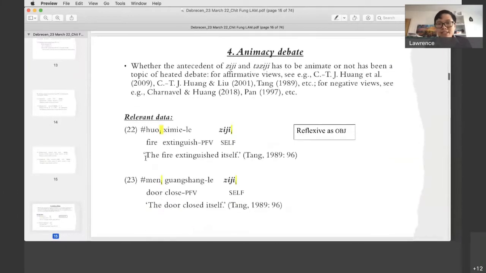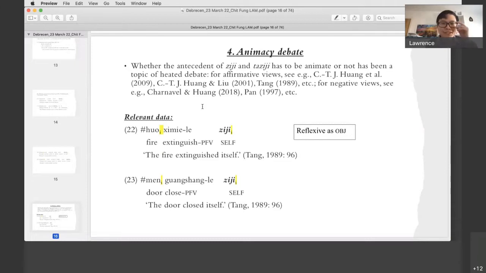Then let's move on to the fourth property, which we call the animacy debate. I call it a debate because it's quite debatable even up to this day. Let's take a look at some data first, and I will try to sort them out to understand what exactly is happening there. So the debate is whether or not the antecedent of GC and tar GC has to be animate. This is a very debatable issue.